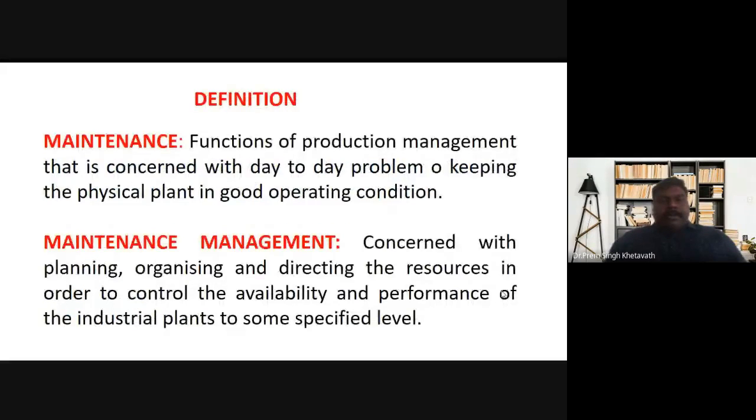Coming back to the definition, maintenance means functions of production management that is concerned with day-to-day problem of keeping the physical plant in good operating condition. Maintenance management is concerned with planning, organizing, and directing the resources in order to control the availability and performance of individual plants to some specified level. So, maintenance means we have to check that there should not be any disturbances or any problems or any breakdowns in the machine or in the process. So, we have to maintain it in a good condition.